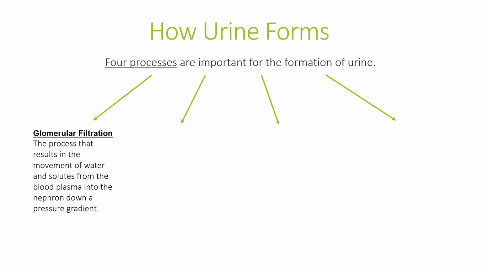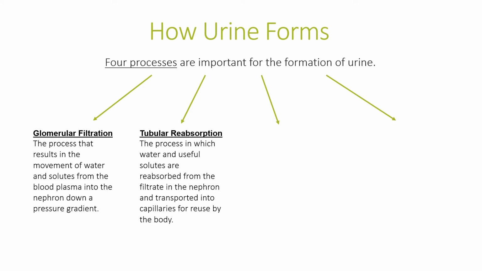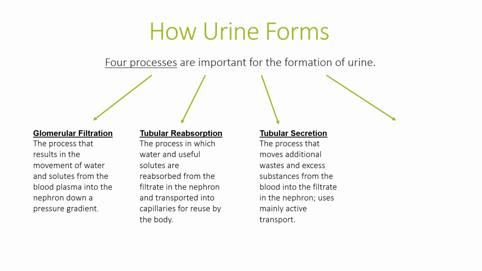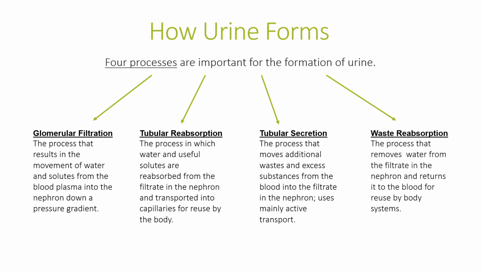The second process is tubular reabsorption. It's the process in which water and useful solutes are reabsorbed from the filtrate in the nephron and transported into capillaries for reuse by the body. The third process is tubular secretion, which is the process that moves additional waste and excess substances from the blood into the filtrate in the nephron, and it uses mainly active transport. The last process is water reabsorption, which is the process of removing water from the filtrate in the nephron and returning it to the body for reuse by body systems.